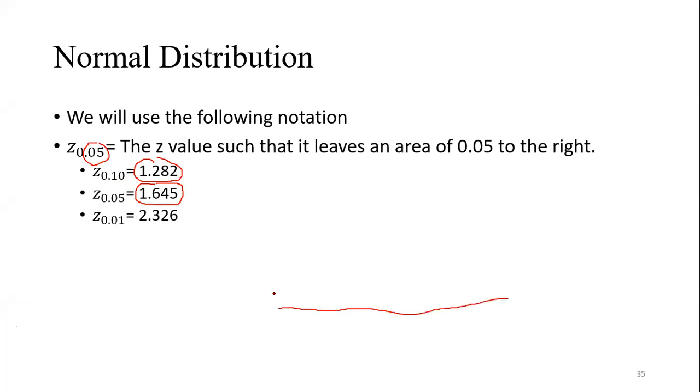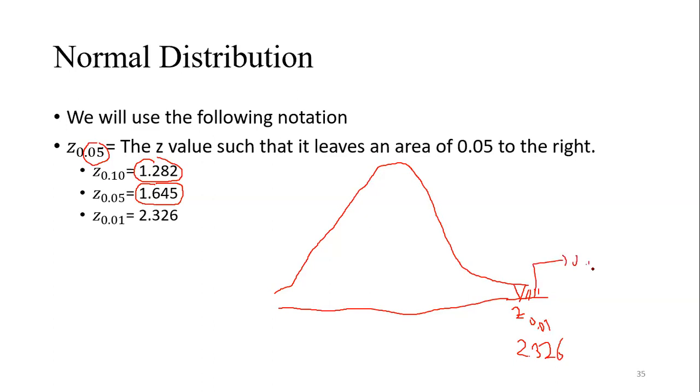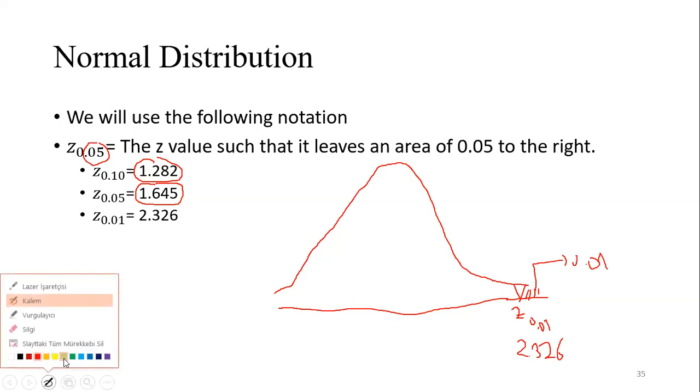So let's say this is the standard normal graph, okay. So here I have Z sub 0.01, which is equal to 2.326, okay. And the area here is what? It leaves an area of 0.01 to the right, okay? This is 0.01. And let me just change my color.